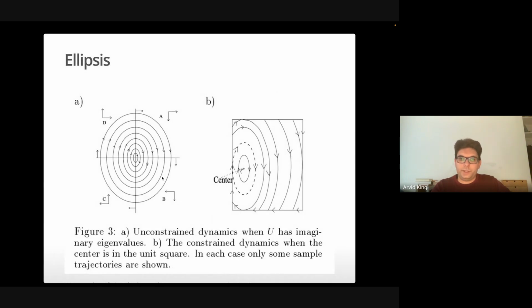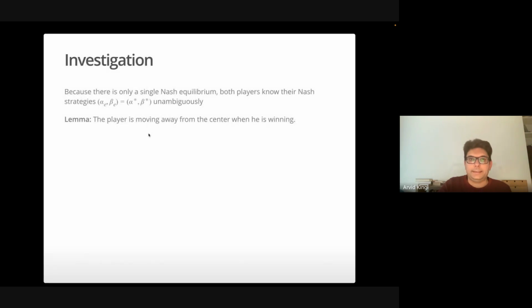So we get these ellipses. If we assume for now that u equals u prime, which is the most common case in zero-sum games, for example, then where before we had perfect circles, now we have essentially ellipses that are rotating around it. And we also know that each player knows their Nash equilibrium. So now comes one idea: what happens if a particular player, say player A, is moving away from their Nash equilibrium?